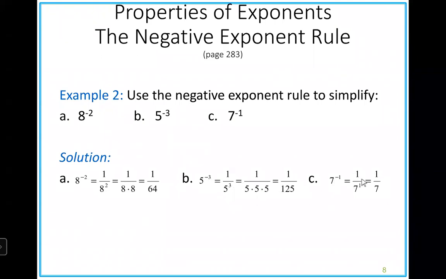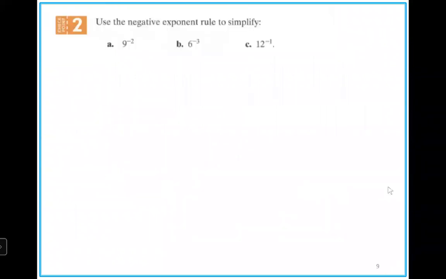And then in this last one, C, 7 to the power negative 1 is the same as 1 over 7 to the power of 1. And 7 to the power of 1 is equal to 7. So the answer in simplest form is 1 over 7. So that's your negative exponent rule. I'm going to try a few now. I ask you to look at those three and simplify them using the negative exponent rule.